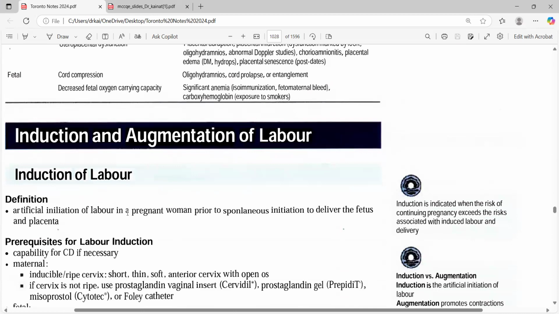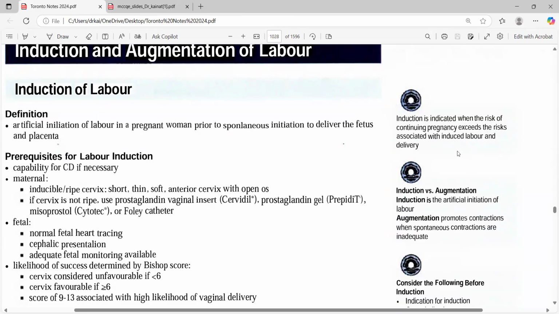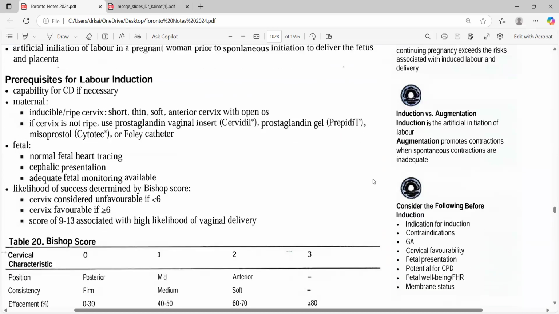Then coming to the induction of labor and augmentation of labor. Induction, so you need to know all the causes, what are the conditions where you do the induction of labor. Okay, so you need to remember all of the conditions. Induction is indicated when the risk of continuing exceeds the risk of having the induced labor. So induction is basically starting and augmentation is helping, just for your idea.